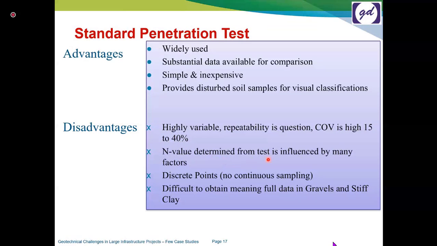Then the SPT N value determined from the test is influenced by many factors, which you will see in the subsequent slides. Then there are discrete points, no continuous sampling. At every 1.5 meters, you have the SPT blow counts. Then it is difficult to obtain meaningful data in the case of gravels and stiff clay. Probably people are using SPT values in stiff clay, but sometimes it is misleading, because in stiff clay, if SPT values are more than 100, you will be completely wrong in characterizing the shear strength values.